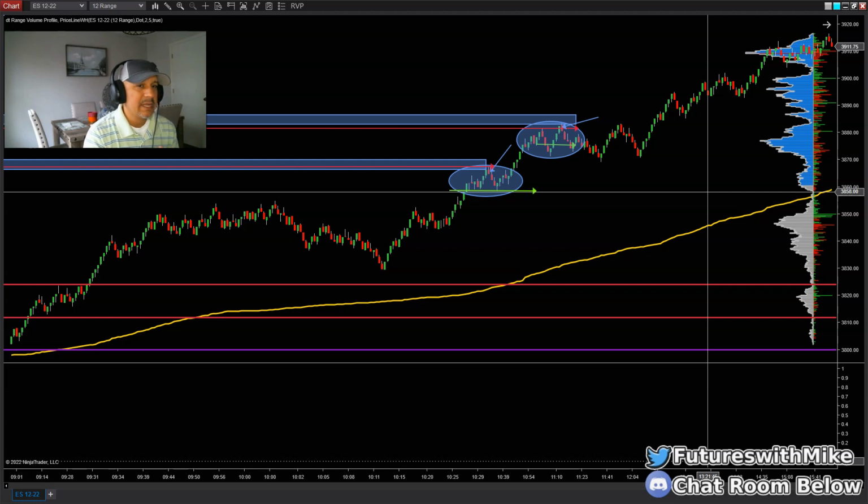One of my high probability setups that I look for in the market daily, especially if I see that gap fill. But if you're interested, I do want to say this.